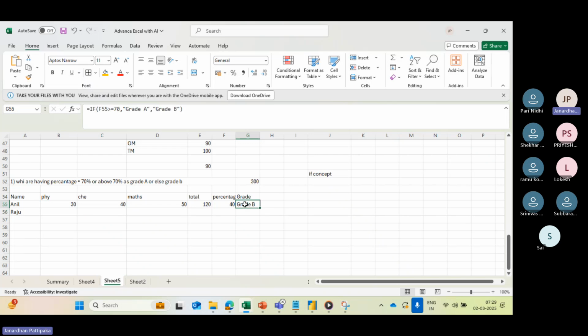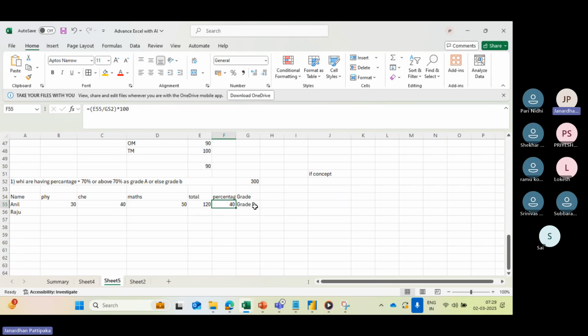Why am I getting grade B? Because the percentage is less than 70. For 70% or above, I need to get grade A. But if it is not 70% or above, I need to get grade B. So it is below 70%. That's why I'm getting grade B here.